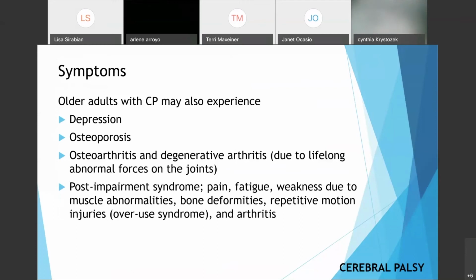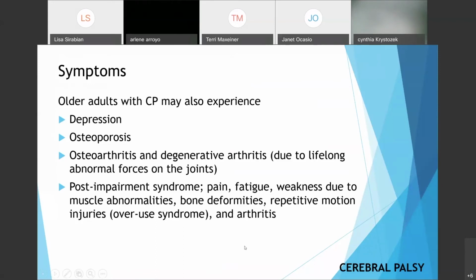And then this next one, osteoarthritis and degenerative arthritis. I don't know about you, but watching folks with cerebral palsy navigate life and just imagining the use of those joints and muscles over time, I can really see how those abnormal forces would cause this. There is a post-impairment syndrome, which groups together the most common chronic symptoms that we see: pain, fatigue, weakness due to the muscle abnormalities, bone deformities, repetitive motion injuries, and arthritis.